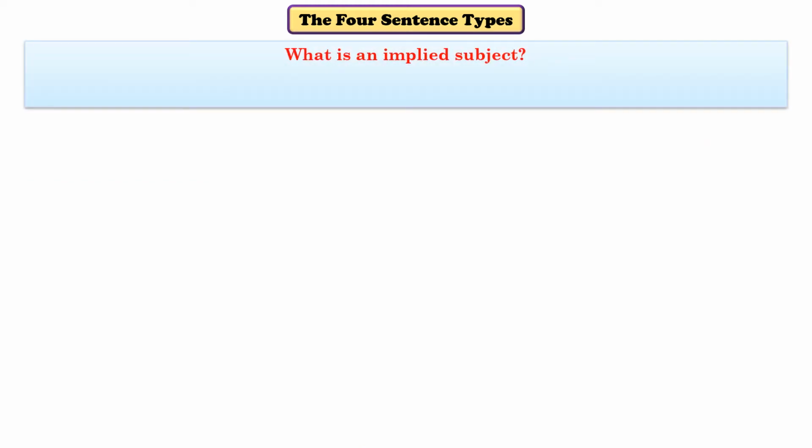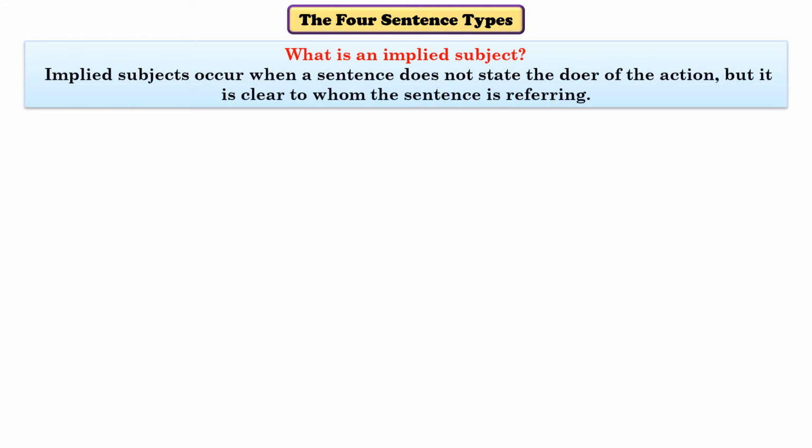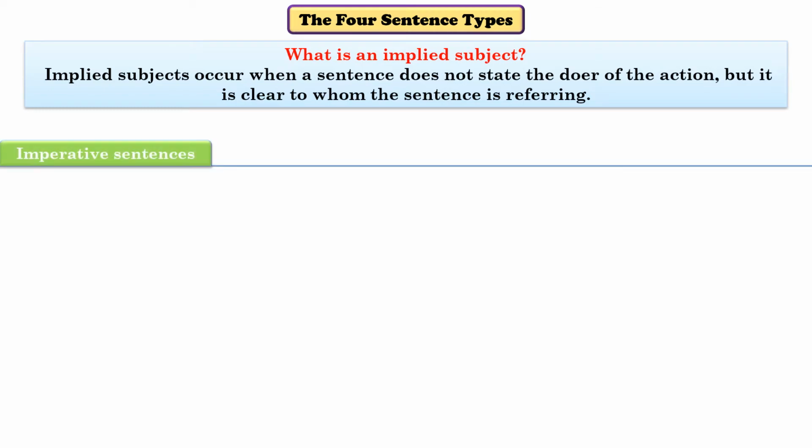What is an implied subject? Implied subjects occur when a sentence doesn't state the doer of the action, but it is clear to whom the sentence is referring. Implied subjects often occur in imperative sentences, like commands or polite requests.